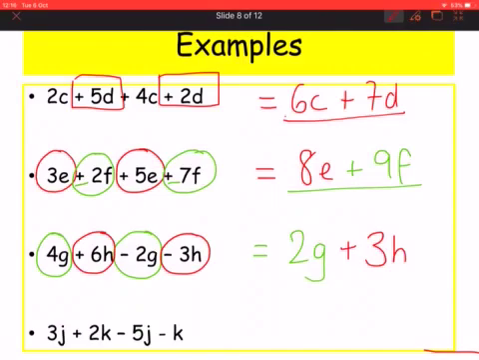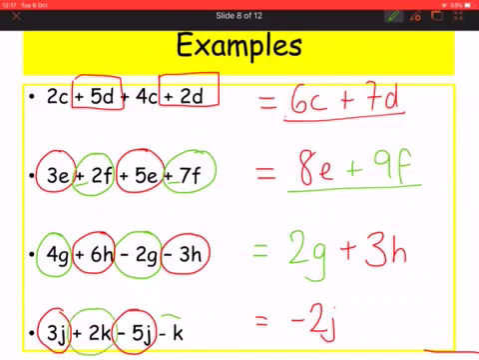And let's have a look at this final one. Let's look at the J's first. I've got 3J minus 5J. 3 minus 5 is minus 2J. And then I'm left with 2K minus a K, which is positive 1K. 2 minus 1 is 1, and it's a positive value of 1, which is why I've put that positive there. Okay, so please be careful of those negatives and positives, because they can sometimes catch people out.